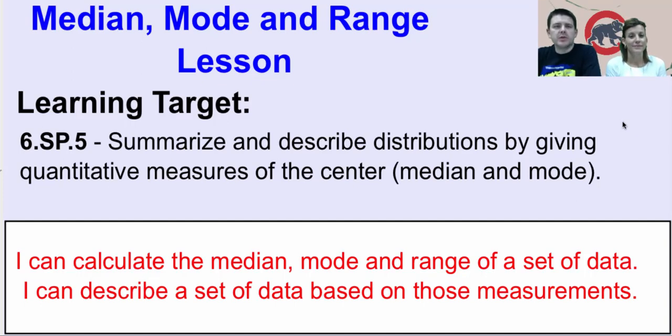Welcome to the next one. This one is on median, mode, and range. So the last time we talked about finding the mean or the average. Now we're going to talk about three other measures of the center. So we're going to summarize and describe distributions by giving quantitative measures of the center, the middle of the data.